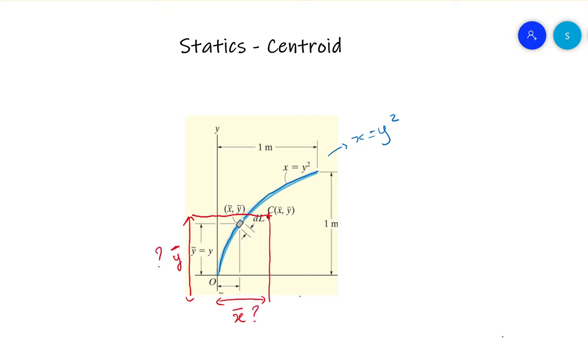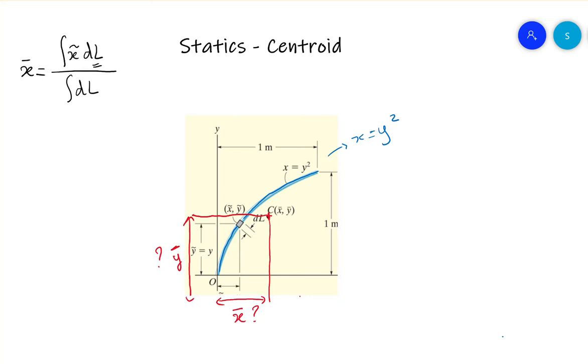We know the formula to find x bar and y bar. x bar is equal to, on the numerator, the integral of x tilde dl. Why dl? Because the rod is just a length. It doesn't have an area or volume or mass. It's just a length, and divided by the integral of dl. So we use the same element. For y, it will be the same thing, but with y. But let's work on x bar first.